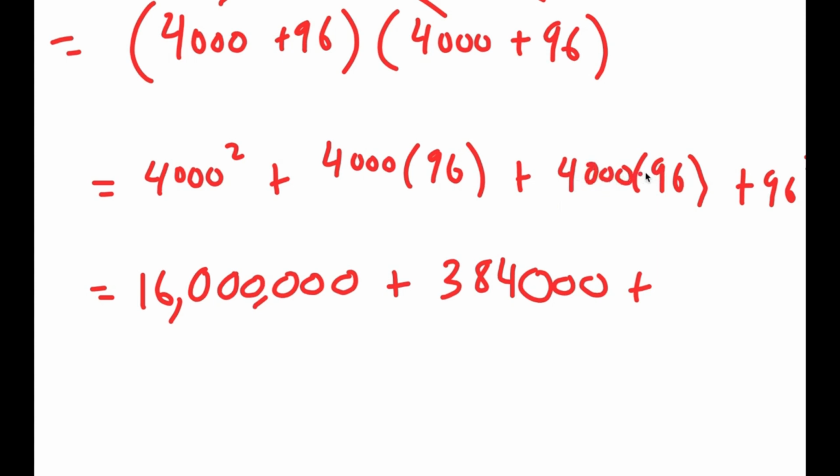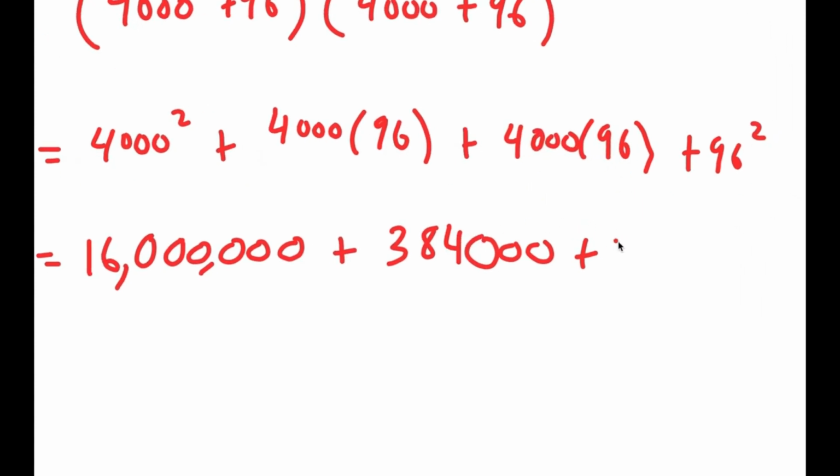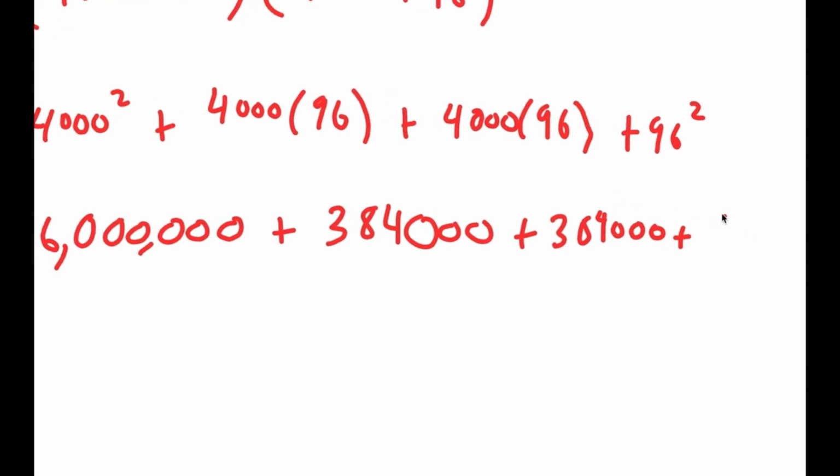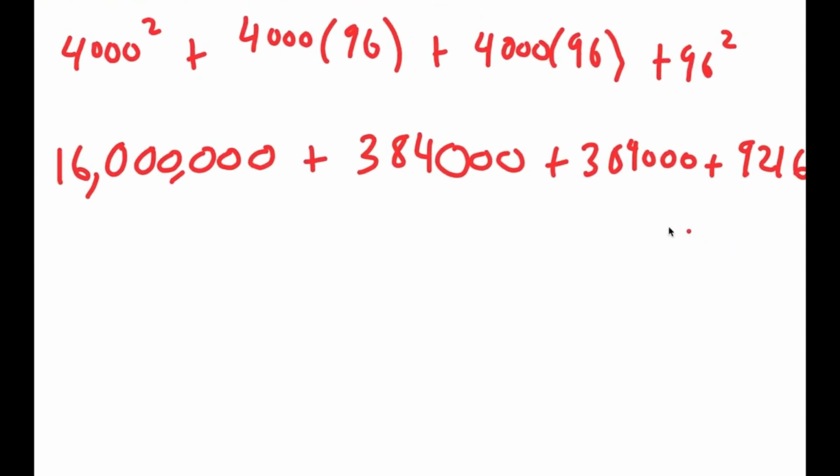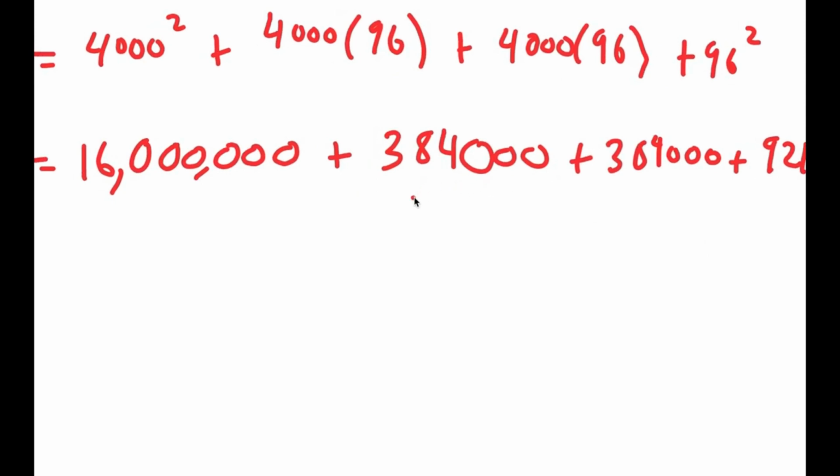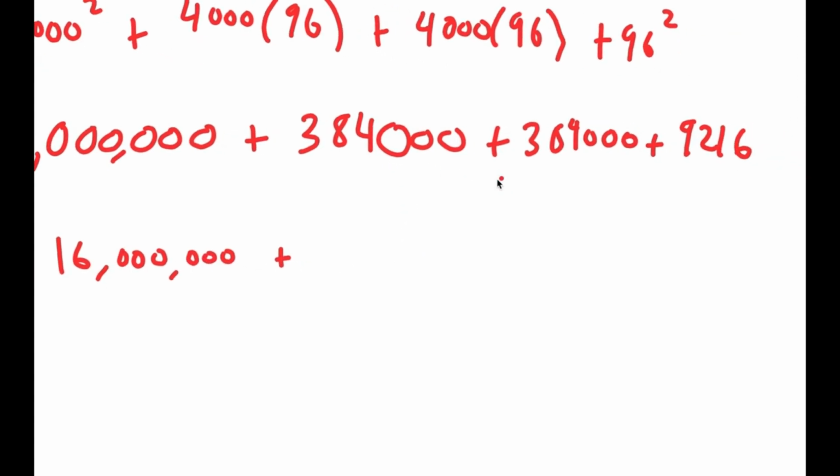So plus, again, 4,000 times 96, which is 384,000. Plus 96 squared, which is 9,216. So now all we have to do is add all of these up, which is fairly simple. So I get 16 million plus, let's first start by adding up 384,000 plus 384,000. So that's going to be 768,000 plus 9,216.